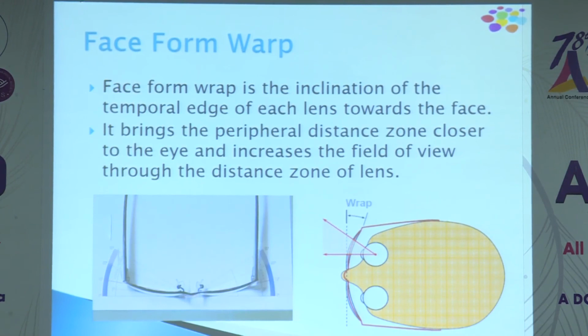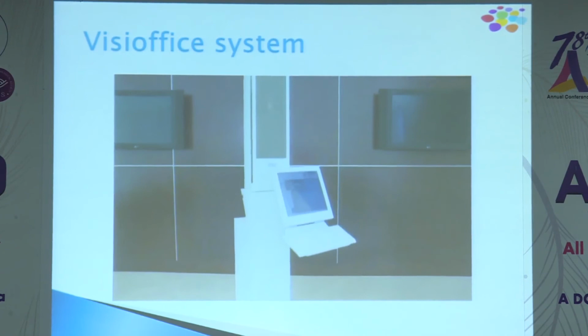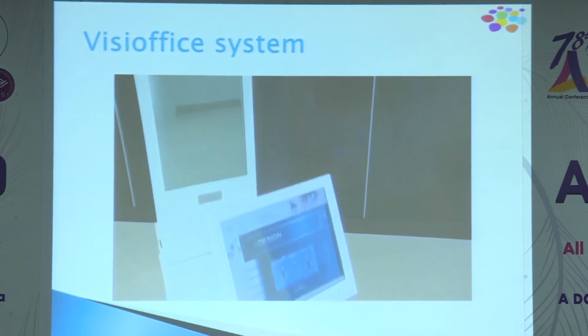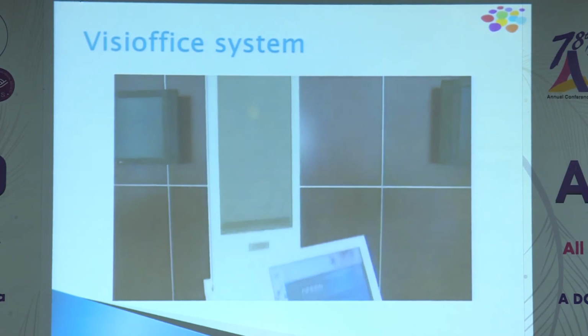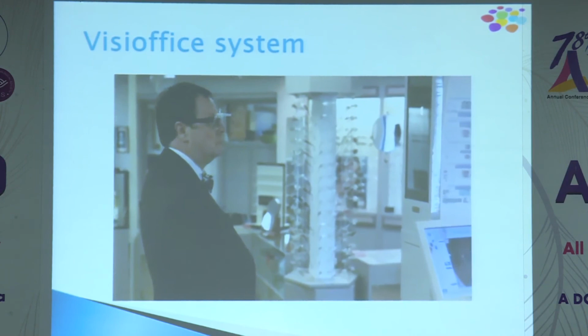When you are looking towards the side, if the frame is very straight, the patient's vertex distance is going to change. So you have to identify this situation. Then for fitting, there are a lot of computerized systems, like the SLR Visio Office systems, with which you can take every measurement, like the face form, and fit it properly. Then the complaints will be reduced.